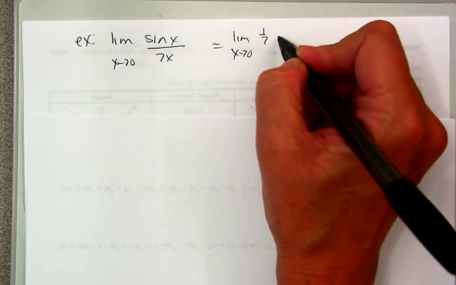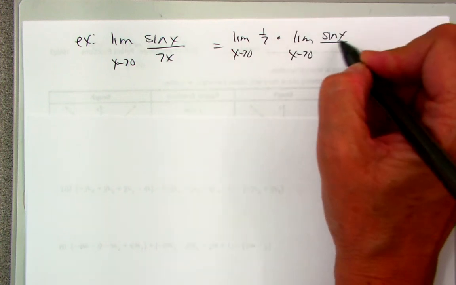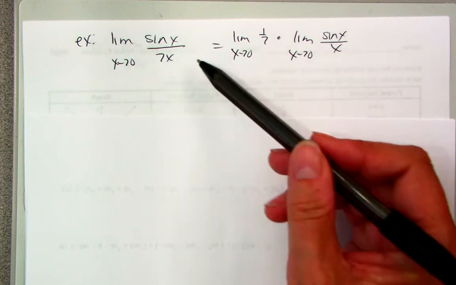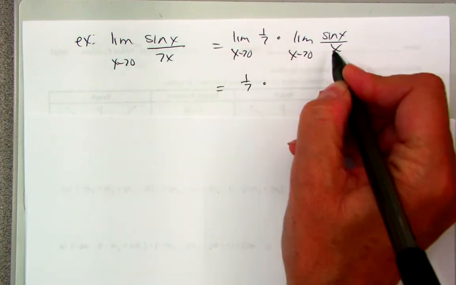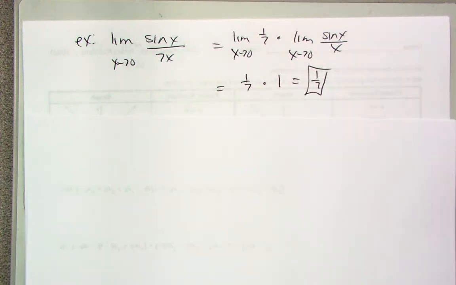The limit of 1/7 times the limit of sine of x over x as x approaches 0. Again, double check your math. 1/7 times this will get me this. The limit of this is 1/7. The limit of this by the special property is 1. So my limit is 1/7.